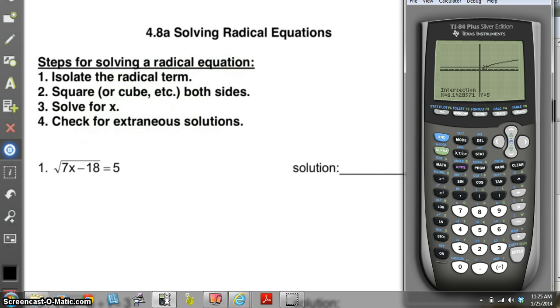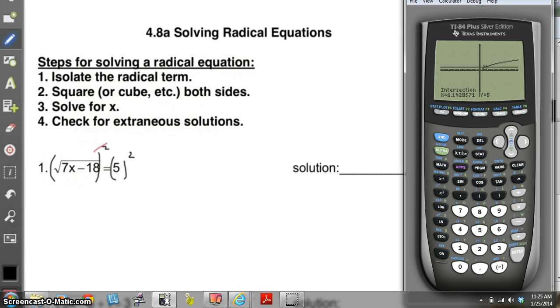Now let's start with number 1. Now as you can see, my radical is isolated. There's no number being multiplied, there's no number being added or subtracted, so it is by itself. So we're done with step number 1. Step number 2 is to get rid of the radical. So since the index is 2, you square both sides.